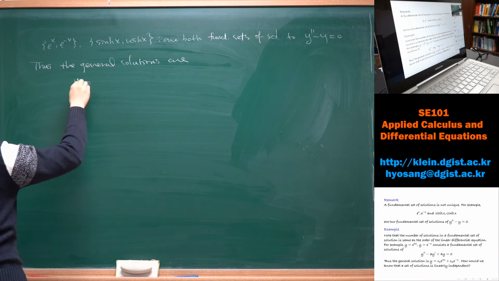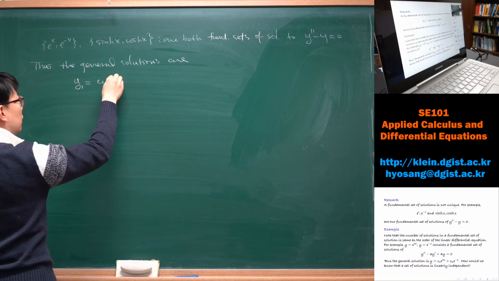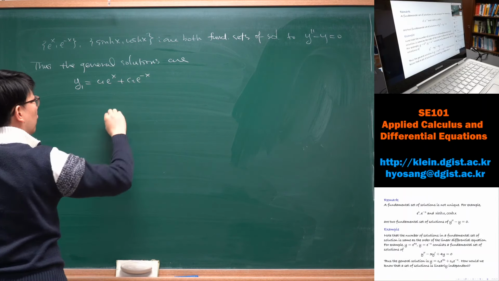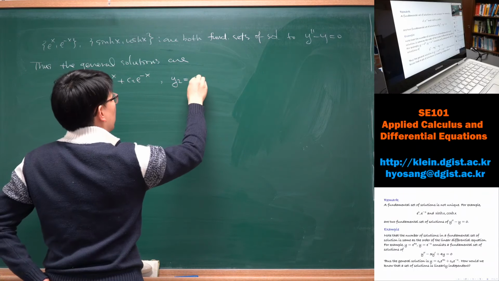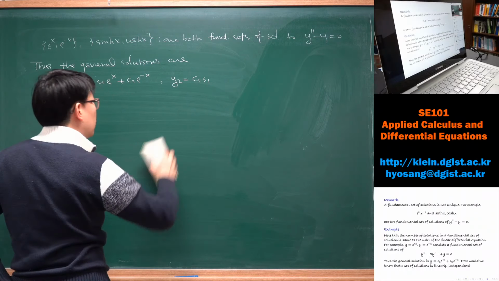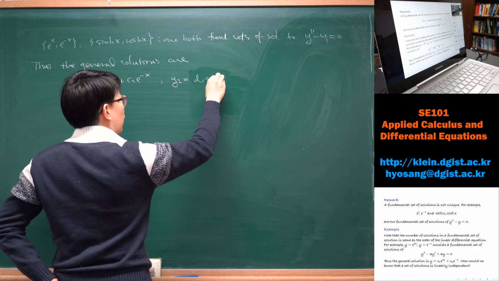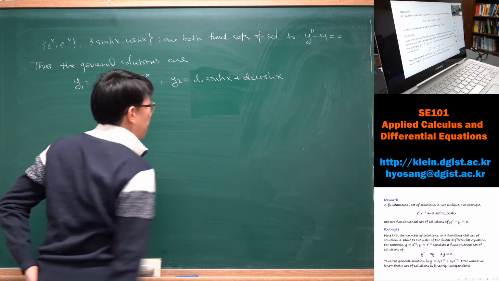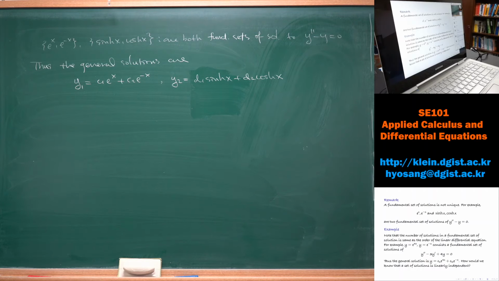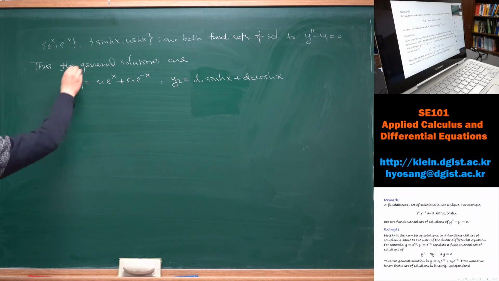either as the linear sum of fundamental solutions in this set, which is c1 e to the x plus c2 e to the minus x, or you can take the linear sum of these solutions, and let's use different coefficients, d1 sinh x plus d2 cosh x. Now you may ask, you have two different general solutions. Why do we call this "the" general solution?